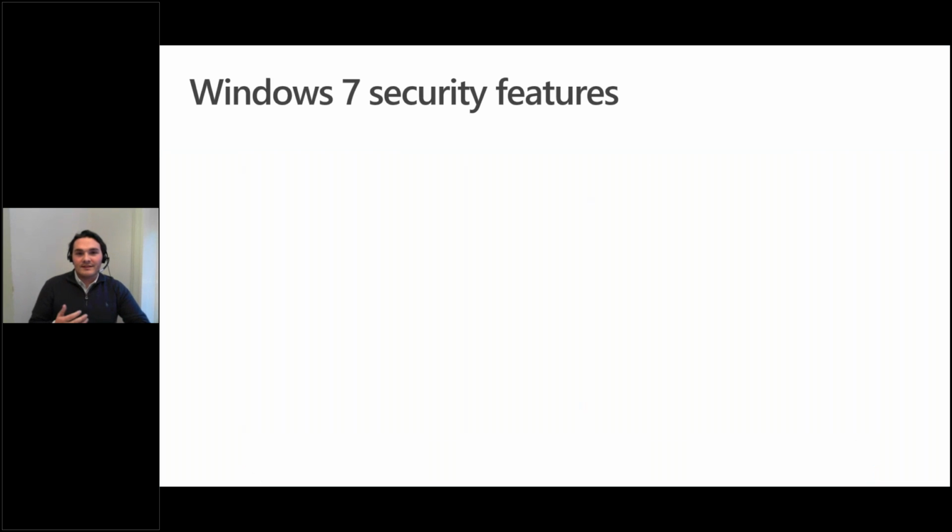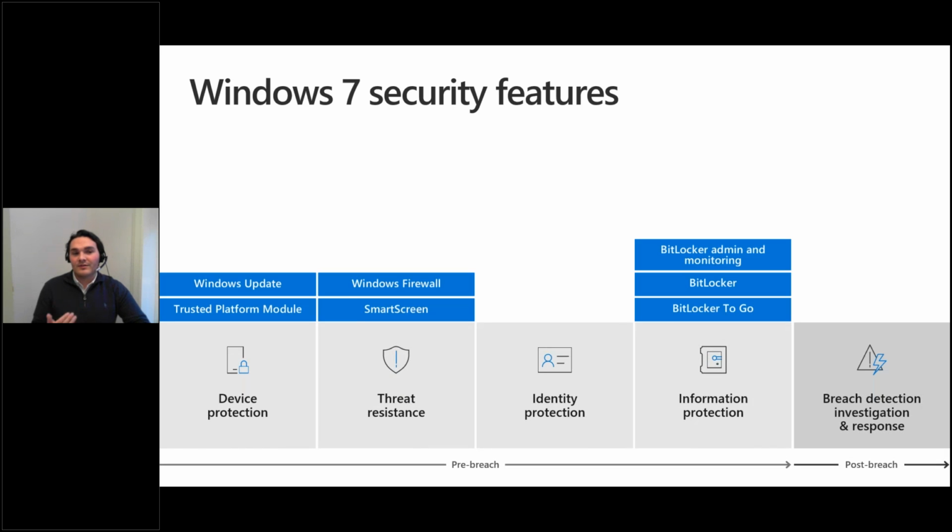To really concretize this, we're going to look into the Windows 7 security features. In terms of device protection, we had the trusted platform module and the Windows Update. We had a firewall, of course. And then in terms of information protection, we had BitLocker.